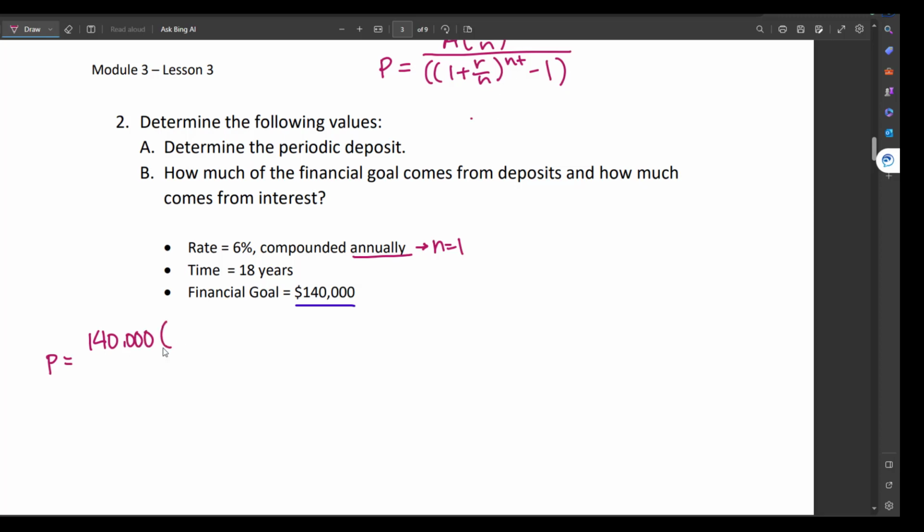140,000 times R over N. Our interest rate is 6%, so 0.06. N equals 1. All over 1 plus R over N, so 0.06 over 1 to the NT power, so N equals 1. We do this for 18 years, and then all of this divided by 1.